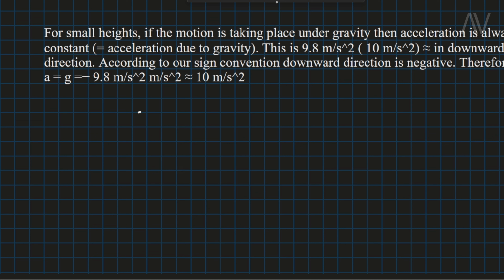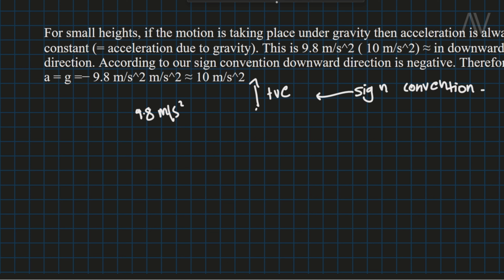For small heights, the gravitational acceleration is taken to be 9.8 meters per second square. If we take upwards as positive, this is known as sign convention. Do not get confused: whenever we solve any numerical, we should always decide whether we take upwards or downwards as positive, and then the opposite side would be negative, and all the vector quantities will follow that. So when dealing with small heights, the acceleration due to gravity would be negative 9.8 meters per second square in this case.